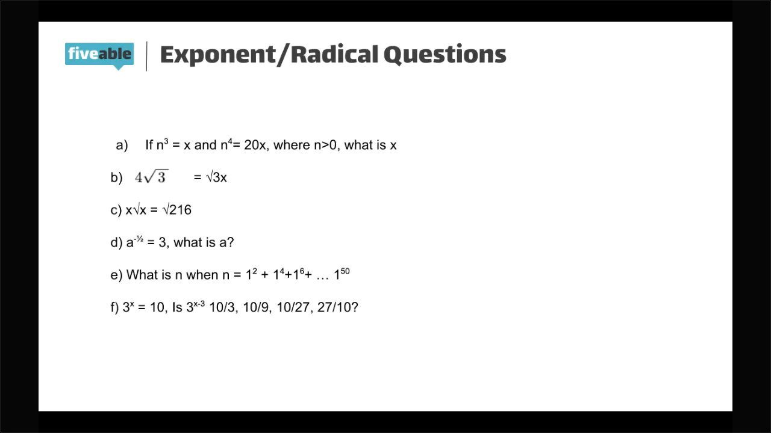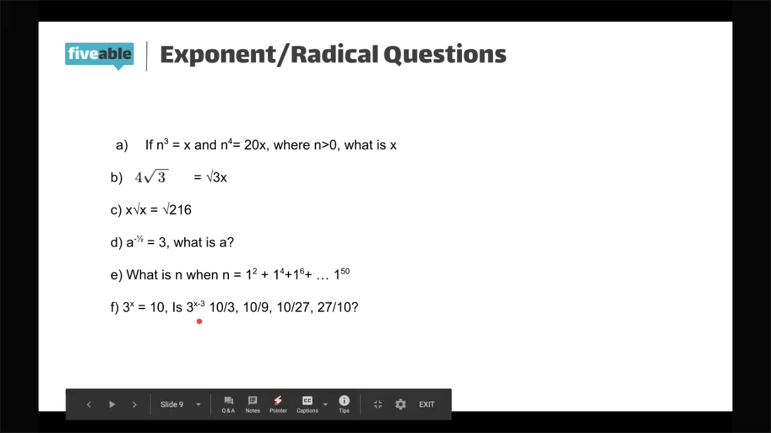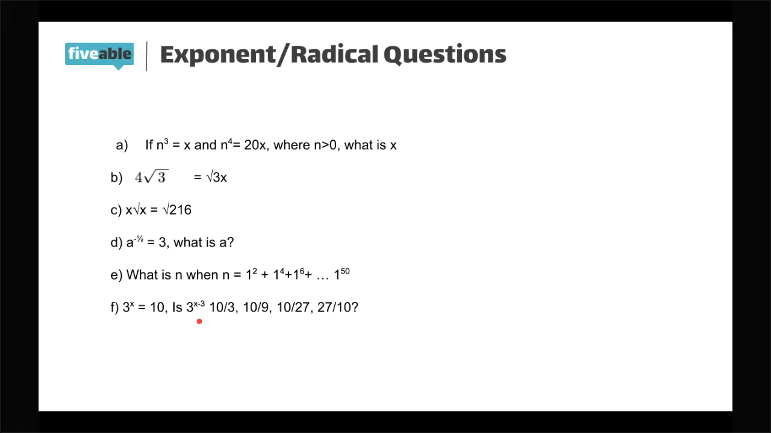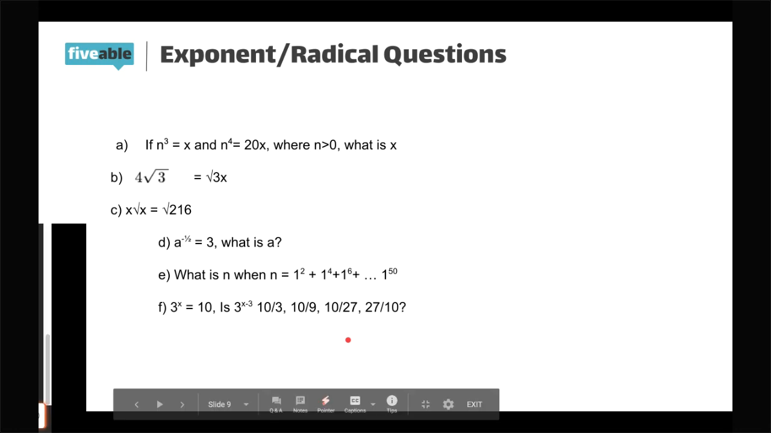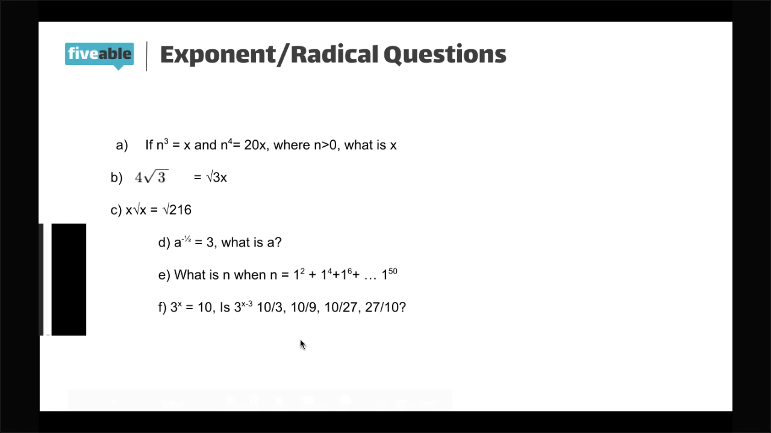So our answer is 10 over 27, because if we look at 3 to the x minus 3, we'll have this. So our answer becomes 3 to the x over 3 to the 3, right? Does everyone get that part? Does everyone understand? Okay, so we're going to look at our exponent rules.